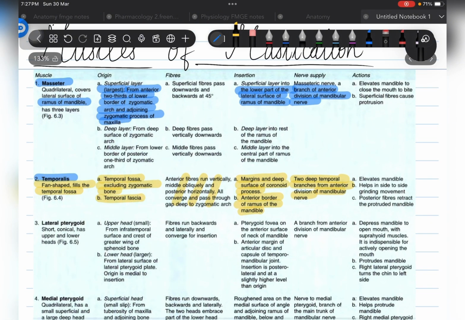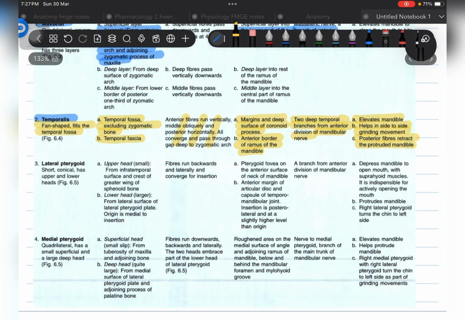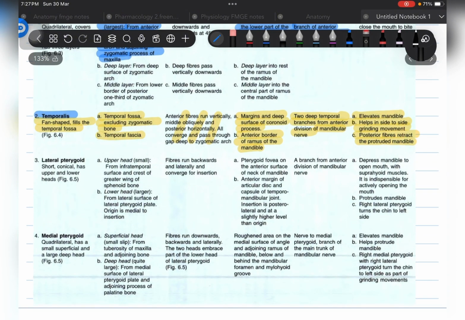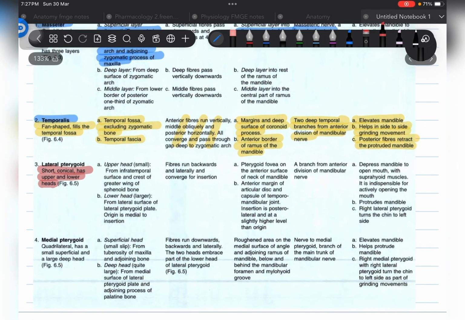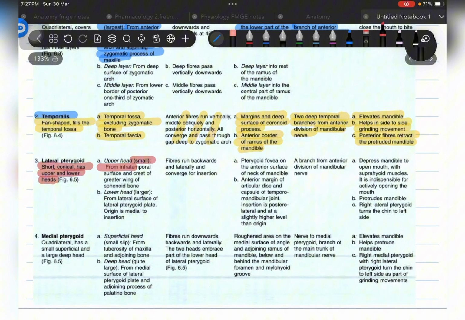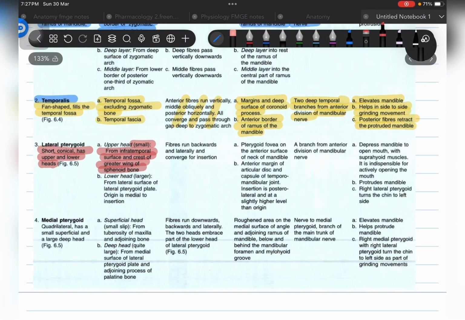The action of temporalis is elevates mandible, helps in side to side grinding movement, and posterior fibers retract the protruded mandible. The other one is the lateral pterygoid, which is short and conical, has upper and lower heads. Now we'll talk about the origin. Upper head, that is small, from infratemporal surface and crest of the greater wing of sphenoid bone. The lower head, that is the larger, from lateral surface of lateral pterygoid plate and origin is medial to insertion.